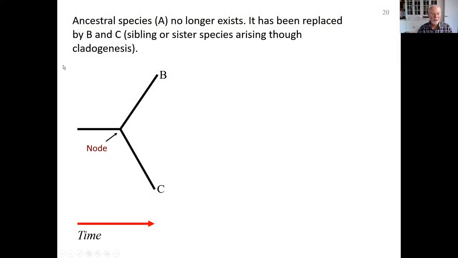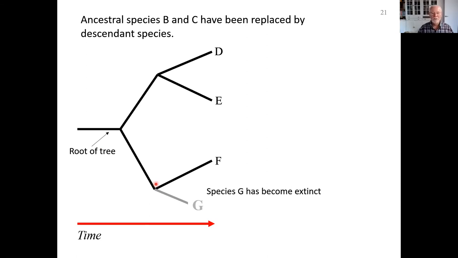So I was saying that an ancestral species exists for some time. At some point, it splits into two separate new species. So species A, which was here, no longer exists. It's been replaced by two daughter species. These two are sister species, B and C. More time goes. Species B has split again to give rise to species D and species E. This one has split to give rise to species F and species G.